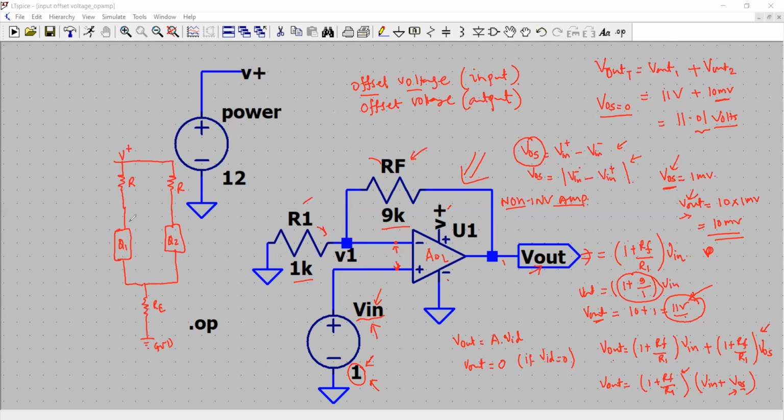So this Q1 and Q2 should be equal. Q1 and Q2, they are either BJTs or JFETs or MOSFETs. So ideally, the Q1 and Q2, after fabrication, should be equal. Their parameters should be equal.